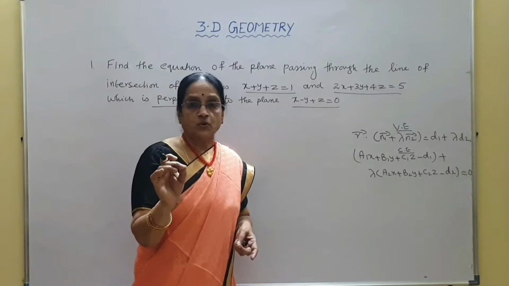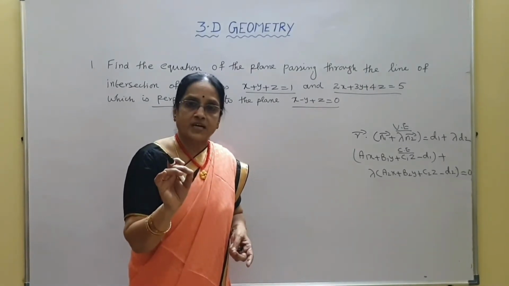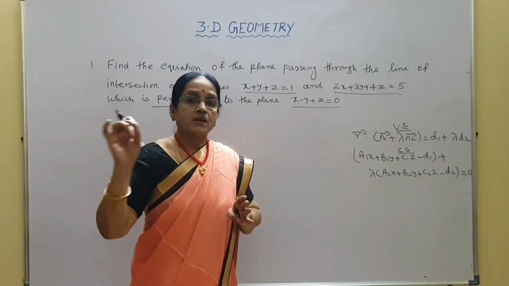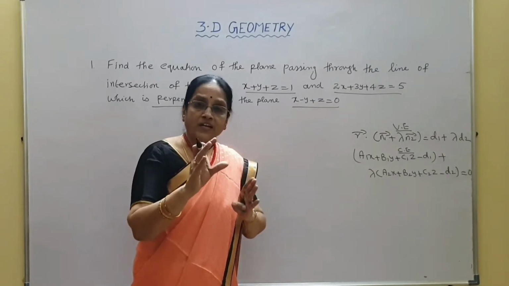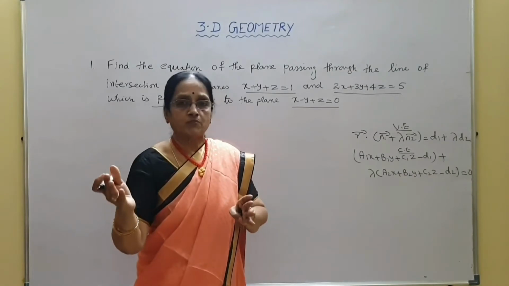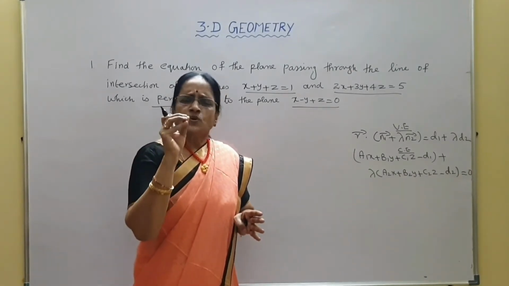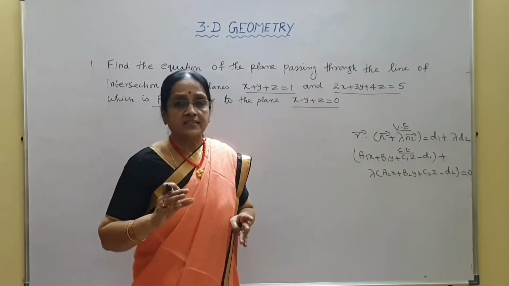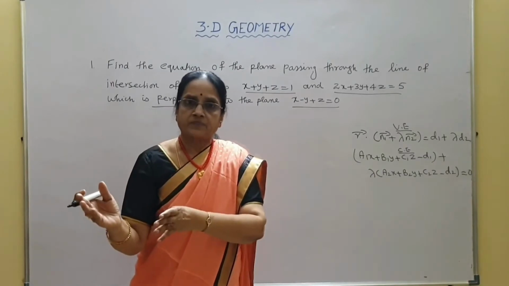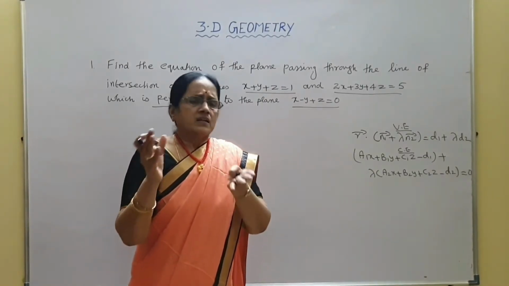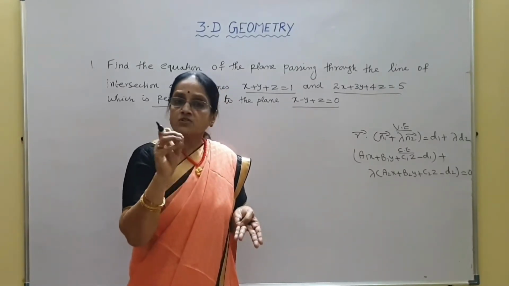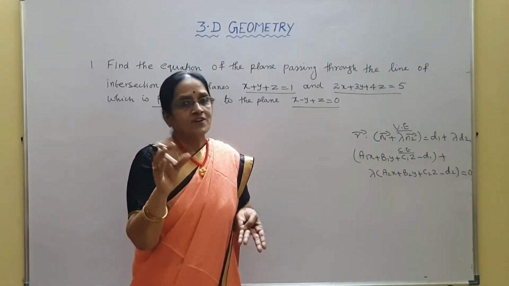Already in my previous video, I told you to get the value of lambda, they may say the particular plane is passing through a point, or that plane is perpendicular to another plane, or that the plane is parallel to another plane. So that way they may give you some additional condition. Sometimes they may even say the x-intercept of the plane is equal to 2 times the y-intercept. You have to keep your eyes wide open and read the question properly to find out the value of lambda.